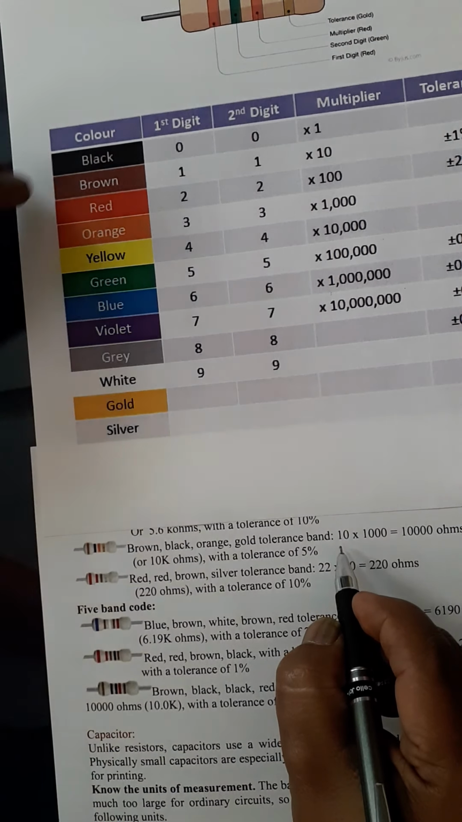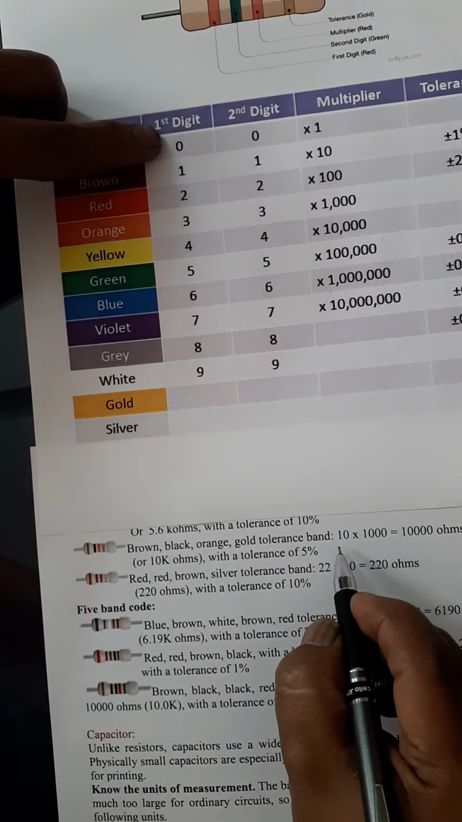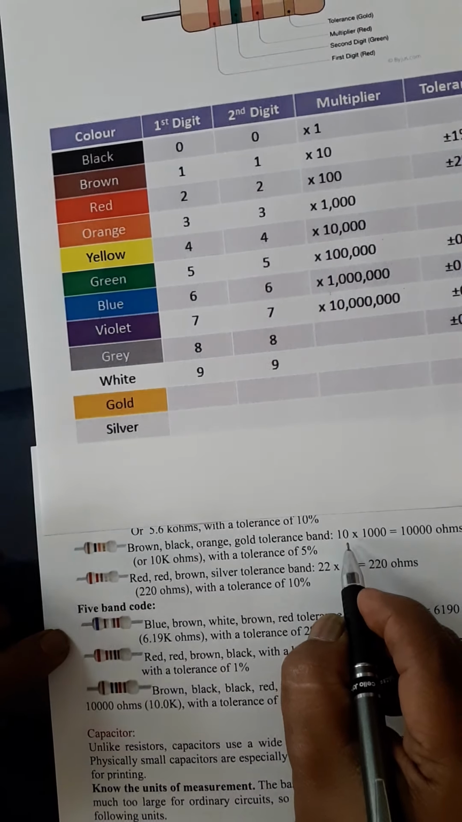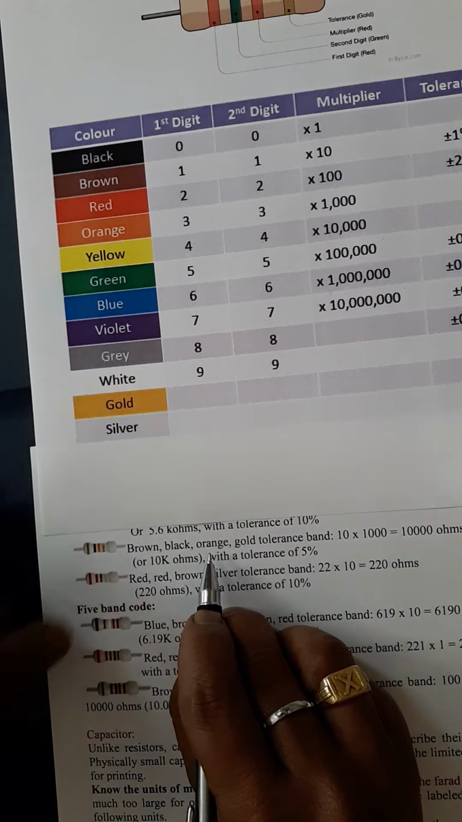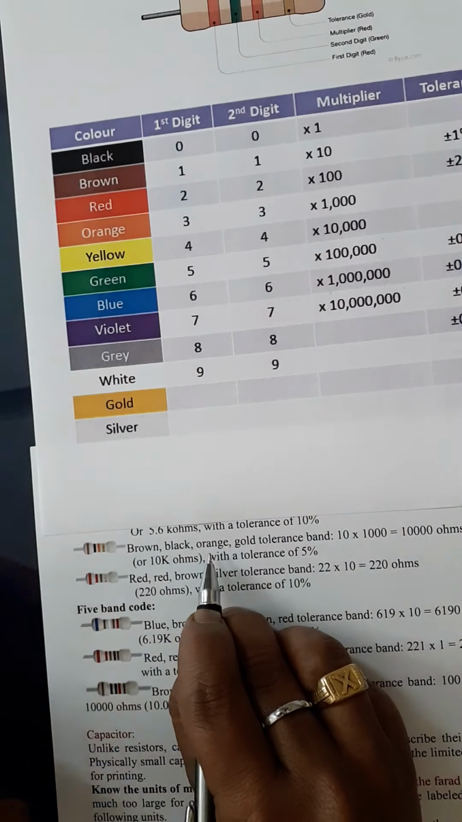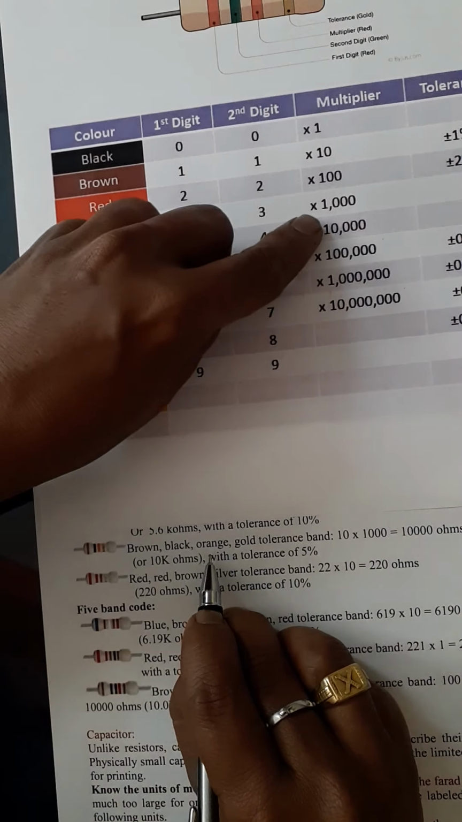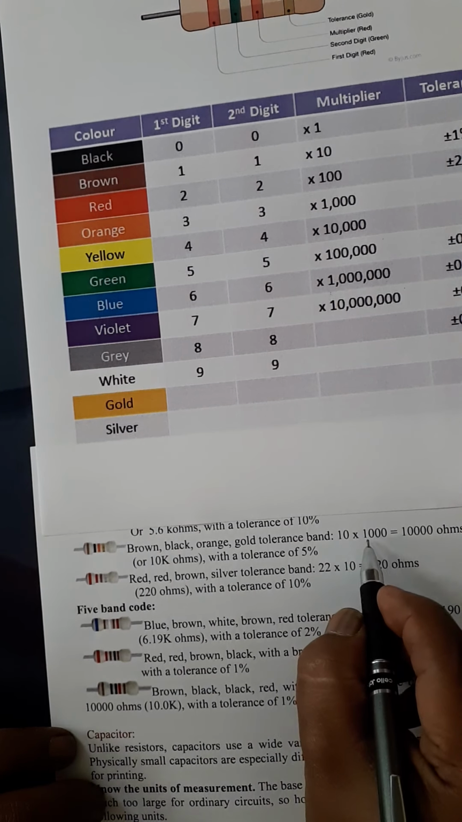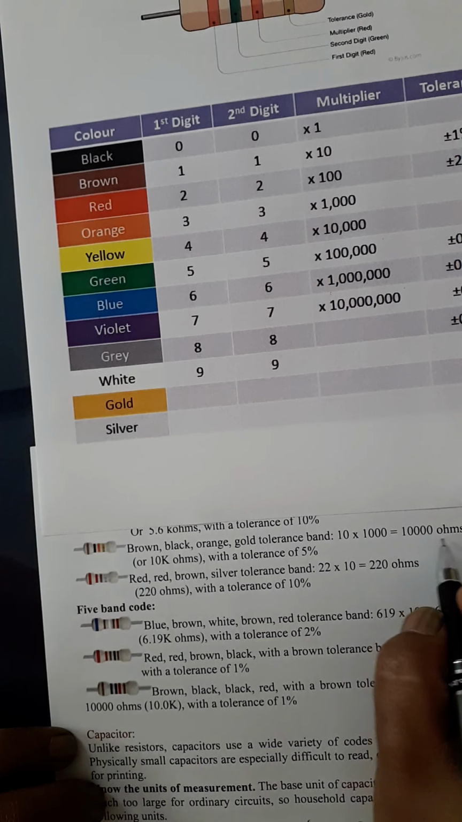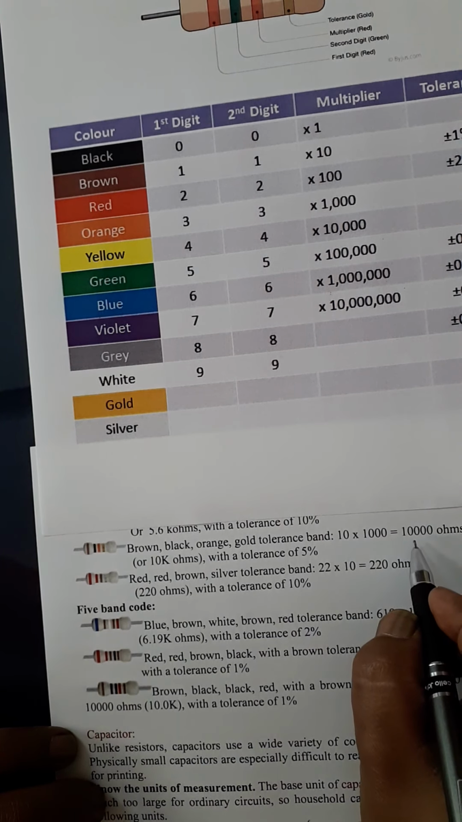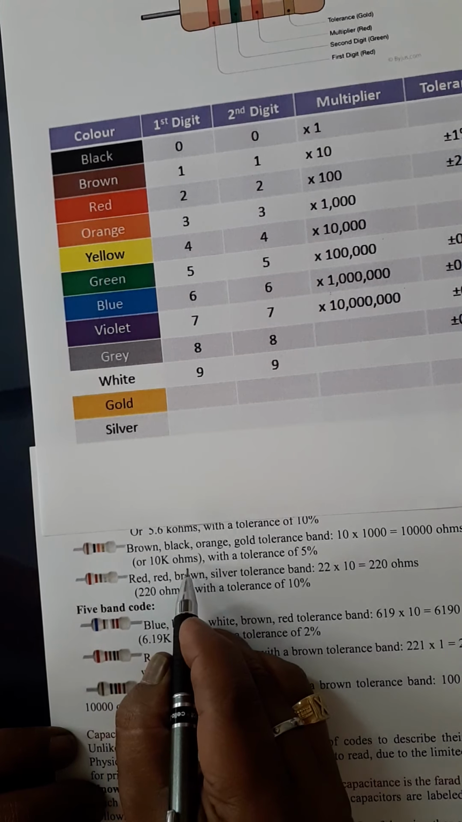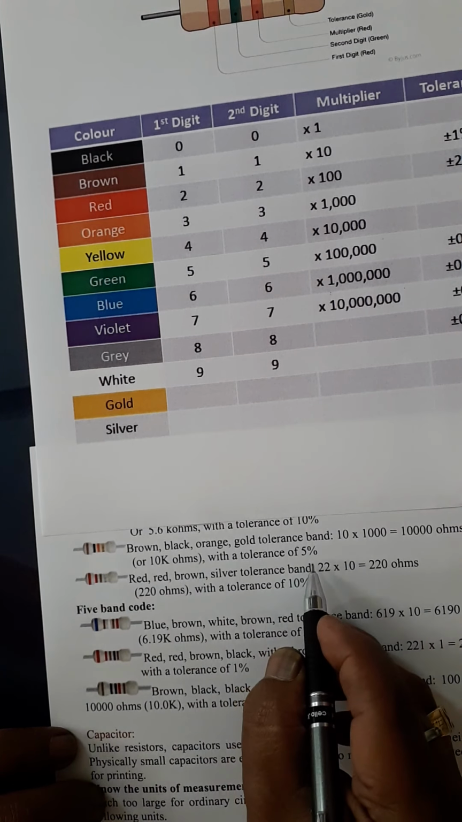The second one is black. Black is 0. So I am writing a 0. The third band, that is orange, represents the multiplier. So orange is nothing but 1000. So I am multiplying 10 by 1000. So that will come around 10,000 ohms. We can call it 10,000 ohms, or we can call it 10 kilo ohms, with a tolerance of 5%.